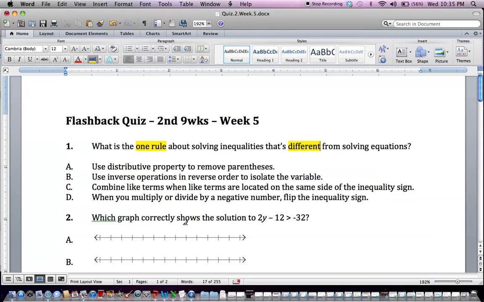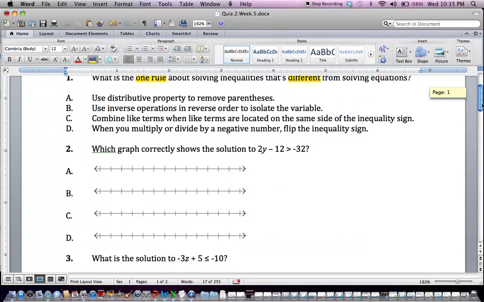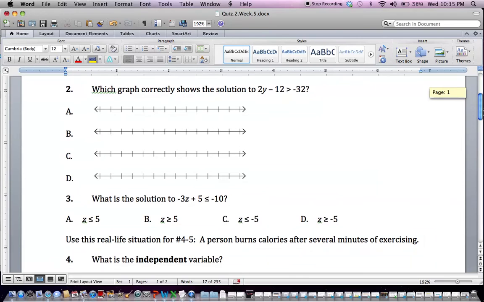Number 2, which graph correctly shows the solution to 2y minus 12 is greater than negative 32? You need to look at your hard copy of the quiz right now. You're going to see those graphs because Ms. Hyde had to draw them, and they're not on here.